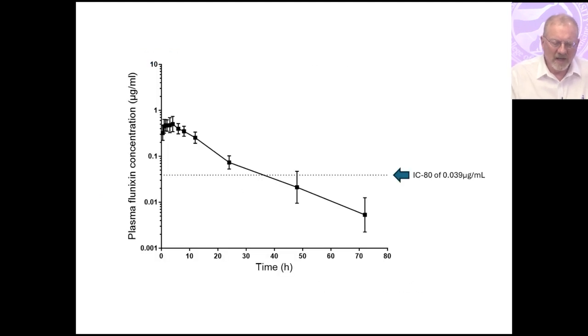This looks at the IC80, which is the concentration it takes to inhibit 80% of cyclooxygenase activity in an ex vivo model. And that concentration for flunixin in this study was 0.039 micrograms per mL. And you can see here that it's carrying that plasma concentration out here to close to 36, 40 hours.